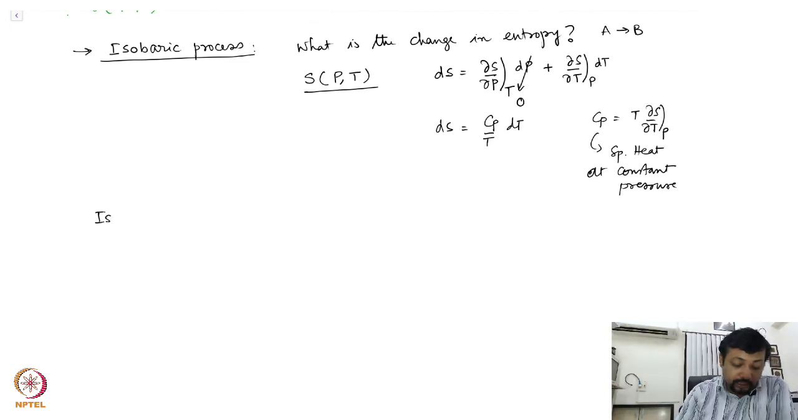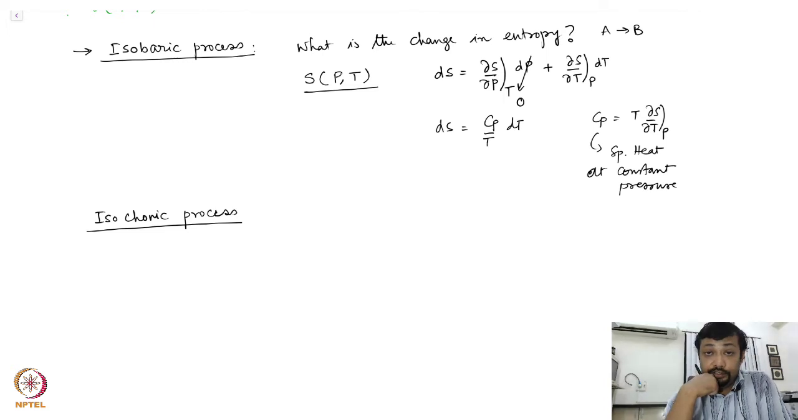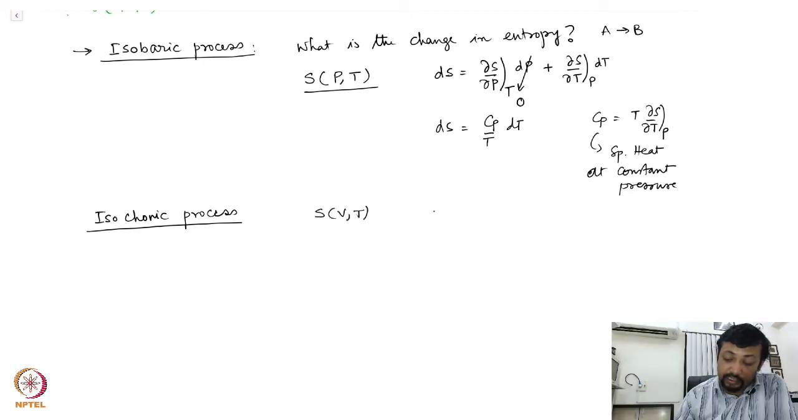If you are looking at an isochoric process, you can do the same thing if I ask you what is the change in the internal energy. For an isochoric process, you will write S as a function of V comma T, and you will see that dS is CV by T dT, and the heat taken out is just TdS, which is just CV dT. In this case, it is CP dT. For an isothermal process, your temperature is held constant.